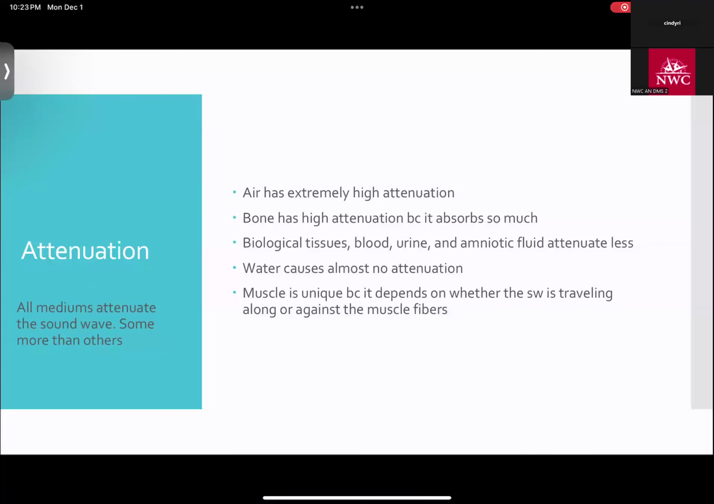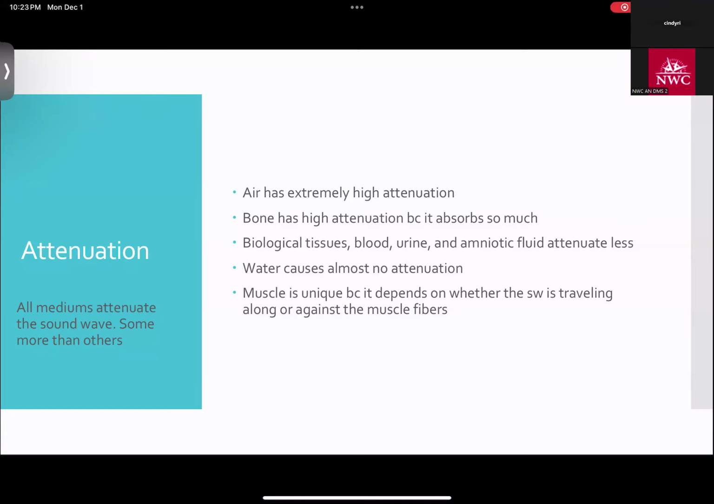Biological tissue, blood, urine, and amniotic fluid, they attenuate the sound wave very little. And that makes sense because we do scan tissues, we do scan blood, urine. You're going to do that in semester 5. Actually, scanning through a urine filled bladder is a blessing. And amniotic fluid is, again, fluid is our friend, air is not.